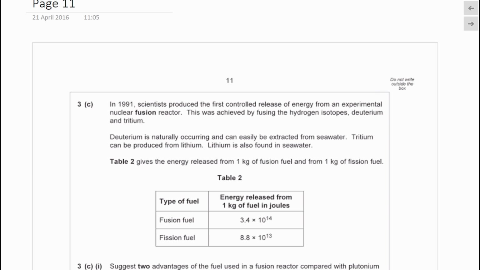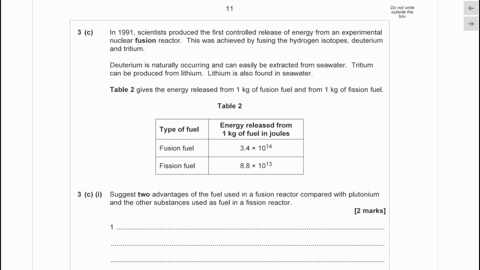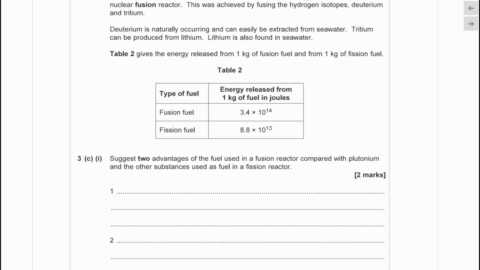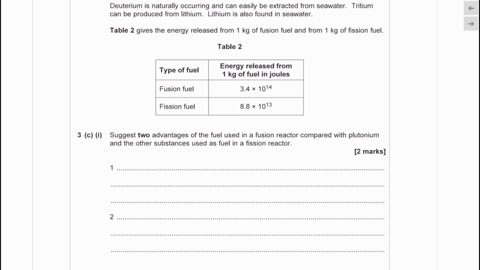Okay, so we move on. 3C. In 1991, scientists produced the first controlled release of energy from an experimental nuclear fusion reactor. This was achieved by fusing the hydrogen isotopes deuterium and tritium. Deuterium is naturally occurring and can easily be extracted from seawater. Tritium can be produced from lithium. Lithium is also found in seawater. Table 2 gives the energy released from 1 kilogram of fusion fuel and from 1 kilogram of fission fuel. So, we have the numbers here.